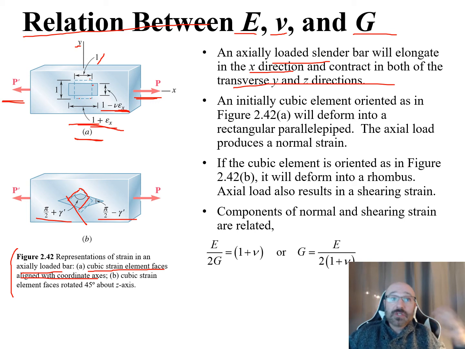Now we come down and do the same type of thing with figure B here. So we had this cubic element in the center at 45 degrees. Now if we think about pulling this along the x-axis here in the P prime direction like that, what's going to happen to that there? Well, now we can see that this kind of moves out like this.